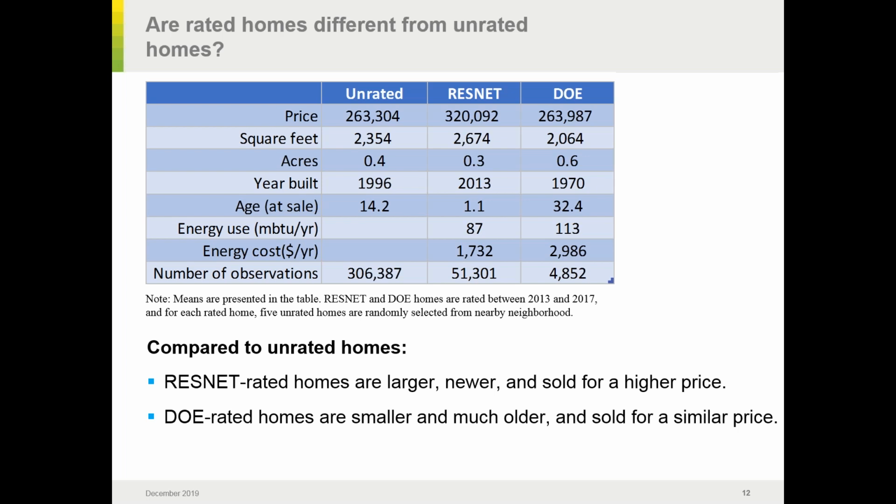Similarly, for the Department of Energy rated homes, using that rating scale, the prices are more similar, but the DOE rated homes are actually smaller and older on average. So that's kind of interesting too. They have a comparable price, which means that it could be even better once we control for potentially those differences in characteristics. So again, we have to be careful when we do the analysis to take those additional property characteristics into consideration.